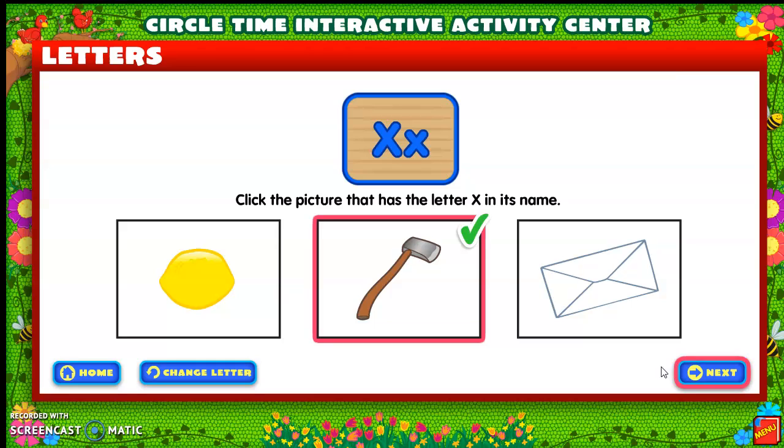A-hunting we will go, a-hunting we will go. We'll catch a dog and put him on a log, and then we'll let him go.